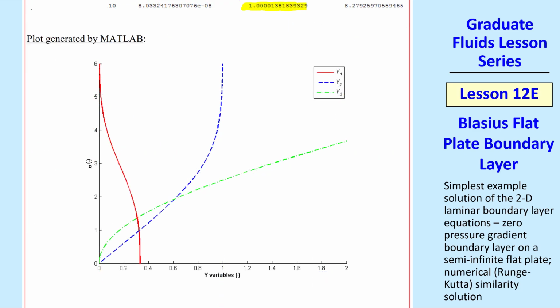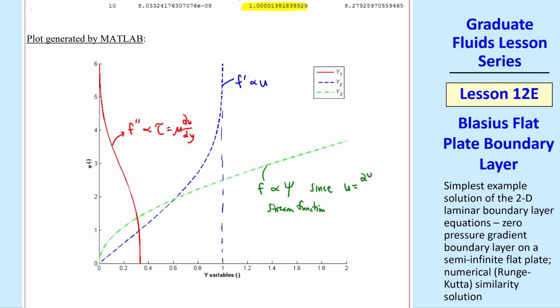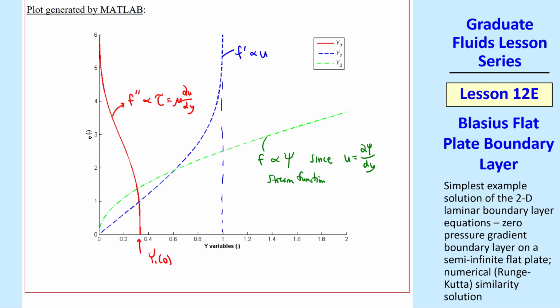Here's a plot of the results. y1 is f double prime, which is proportional to tau, which is approximately mu du/dy. F prime is proportional to u, and we see from the plot that that asymptotes to 1. What about f, which is our y3 variable? Well, it turns out that f, as I already mentioned, is like a stream function, since u equals d psi/dy, and thus f is proportional to the integral of f prime. Notice that y1 of 0 is our converged value to 5 digits of 0.33205.